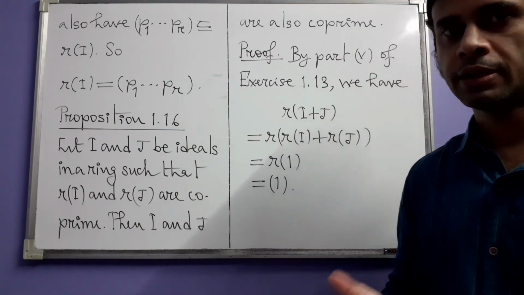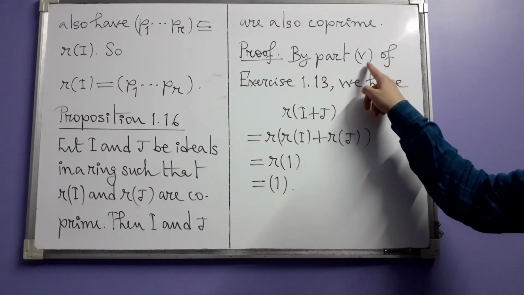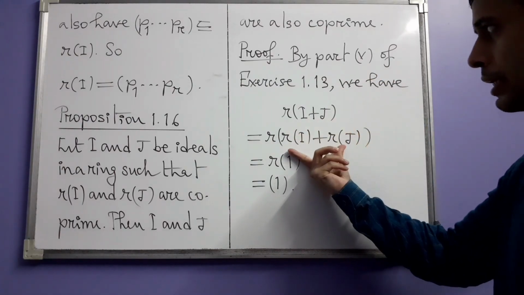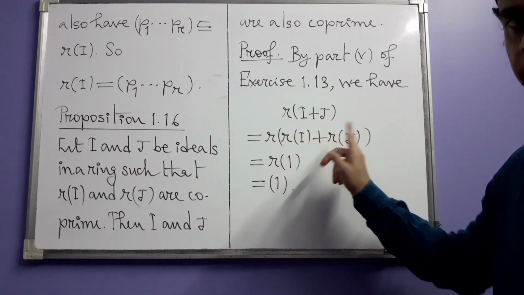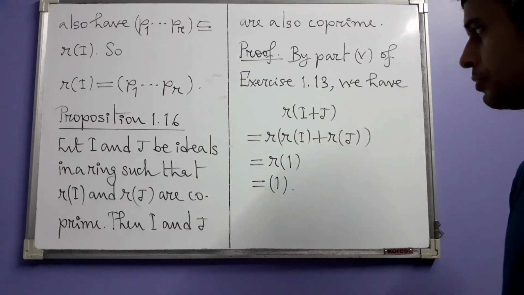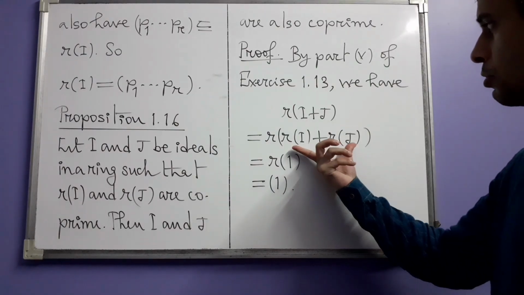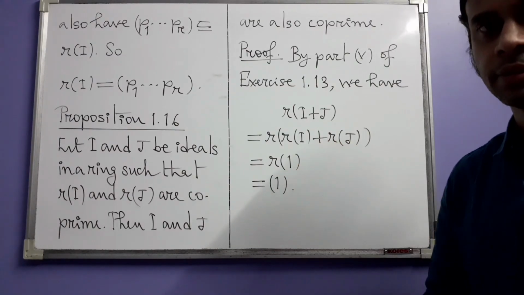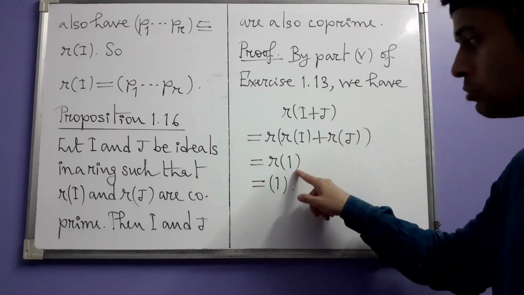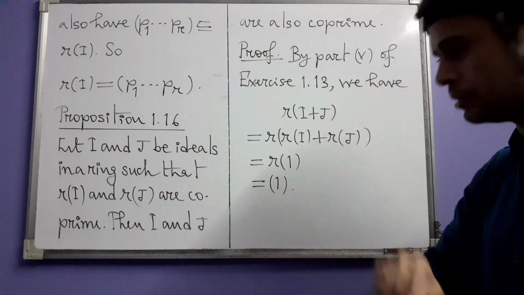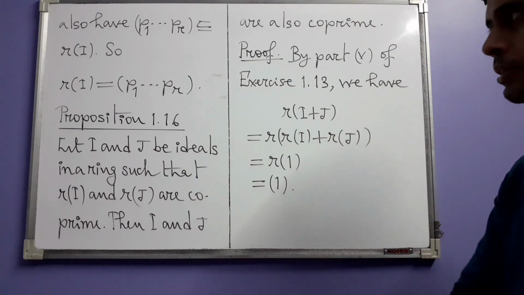The proof immediately takes the help of exercise 113, and its part 5. By that we have this identity, that the radical of I plus J is equal to the radical of the sum of the radicals of I and J. Now it is given that the radicals of I and J are coprime. So this sum is the entire ring, that is the principal ideal generated by the identity element, whose radical turns out to be the ring itself. Let's see how. This is something very easy, but still let us see the details.